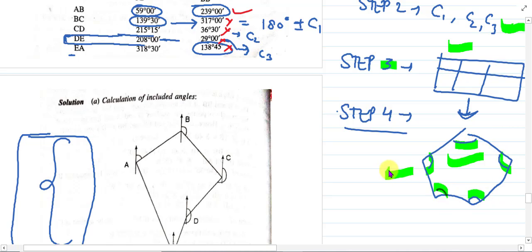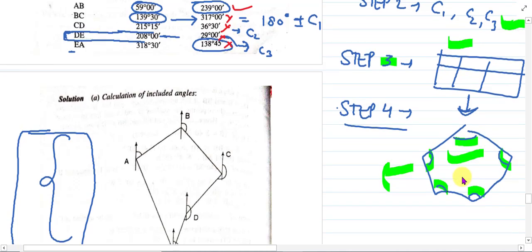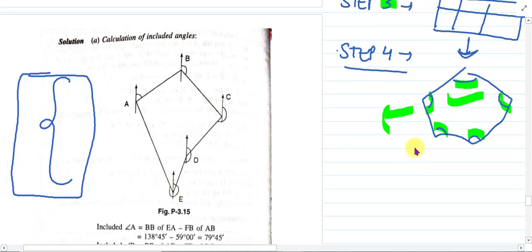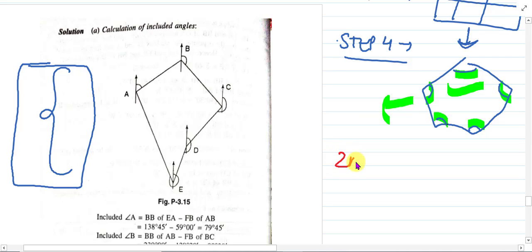But this figure is not corrected, because in this case you are dealing with the calculated angle. Maybe these angles are not corrected, so you have to correct these angles with the help of the check formula. And you already know this check formula, which is (2n minus 4) multiplied by 90 degrees, which gives the summation of all internal angles.